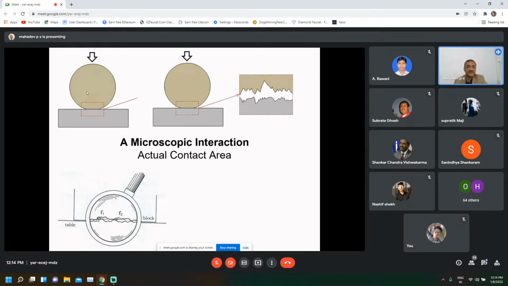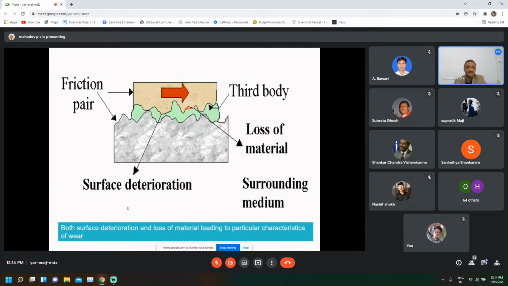A sphere kept on a flat surface: no surface ever produced is perfectly smooth. If you observe the same sphere kept on a flat surface under a microscope, you can see the asperities. So hardly you will get contact here and there. Those are called crests or valleys or asperities. So you can see once again.